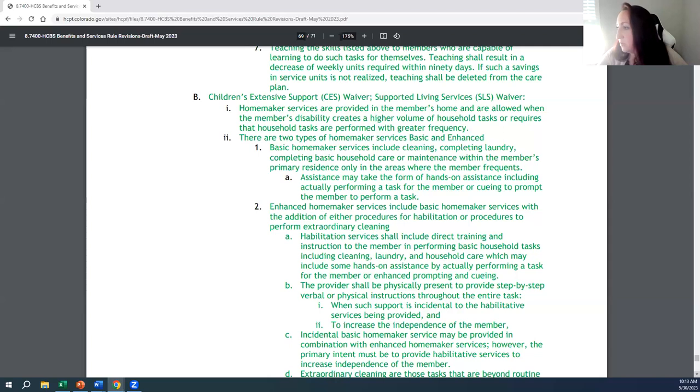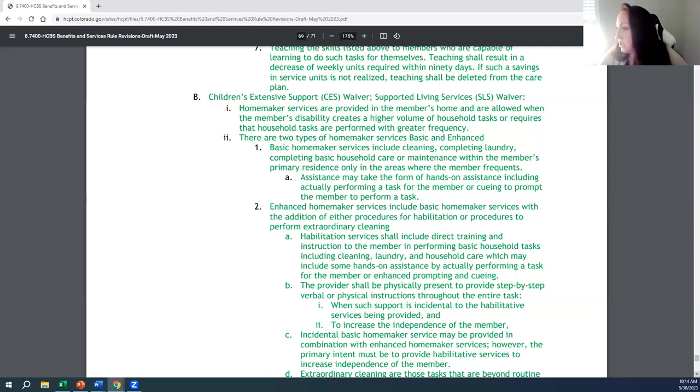1, basic homemaker services include cleaning, completing laundry, completing basic household care or maintenance within the member's primary residence, only in the area where the member frequents. A, assistance may take the form of hands-on assistance, including actually performing a task for the member, or queuing to prompt the member to perform a task.